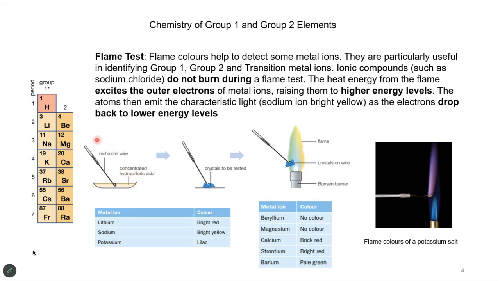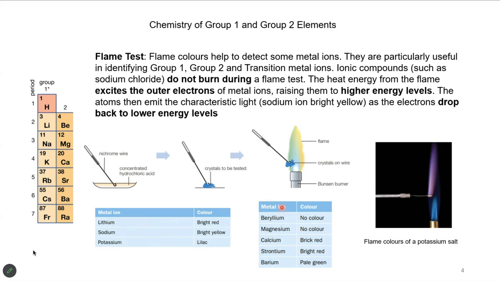Here, what you do, you take a nichrome wire, and here is hydrochloric acid, concentrated hydrochloric acid. You just dip the nichrome in the hydrochloric acid, and then take a crystal or so of the sample, and then put it in the flame. And then you get the color of the flame. Most likely the metal ions, lithium, sodium, potassium, show a bright color. For lithium, it is bright red. For sodium, it is bright yellow. For potassium, it is lilac. That is the color of the potassium salt.